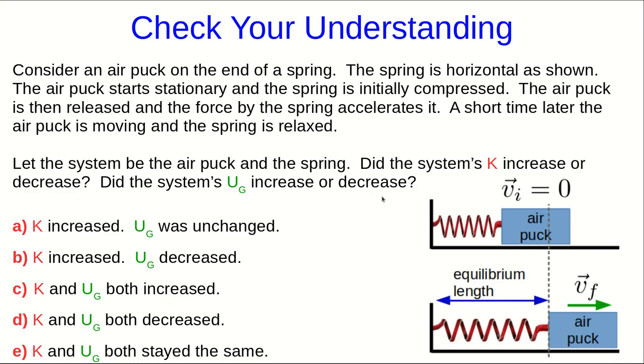Let's check your understanding. So consider an air puck, and it's on the end of a spring, and everything is horizontal. The air puck is starting stationary with the spring compressed, and it's then released. So the puck is going to be pushed by the spring, and a little while later it will be moving, and the spring will momentarily be at its equilibrium length. So in this process, did the system's kinetic energy increase or decrease, and did its gravitational potential energy increase or decrease?